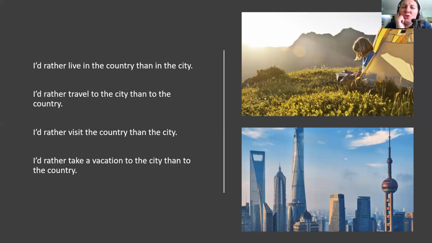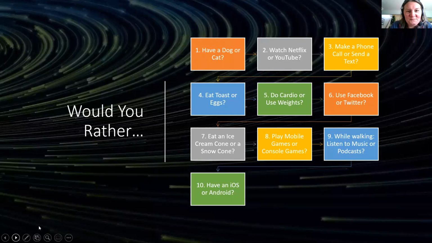Or maybe you thought about travel instead. I'd rather travel to the city than to the country. Or maybe you thought about the verb visit. I'd rather visit the country than the city. Or perhaps you thought about taking a vacation. I'd rather take a vacation to the city than to the country. All right. So many ways that we can use would rather and form a construction.